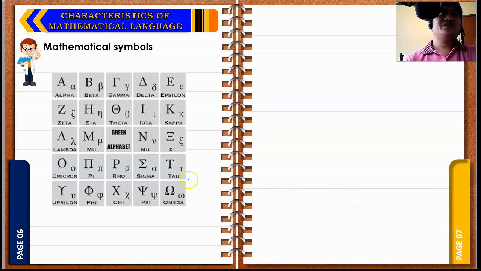The Greek alphabet, some of those letters have different meanings in mathematics. Like the phi in Fibonacci, that is equivalent to 1.61 and so on. We have the pi, which is equivalent to 3.14, and so on. So all of those have their own meaning in our mathematical language.